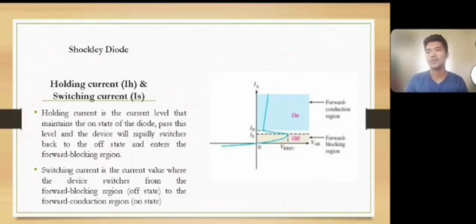When this happens, the four-layer diode or the Shockley diode will continue to conduct until the current level drops to a certain level. Holding current is the current level that maintains the on state of the diode. Past this level, the device will rapidly switch back to the off state and enter the forward blocking region. Switching current, on the other hand, is the current value where the device switches from the forward blocking region to the forward conduction region.